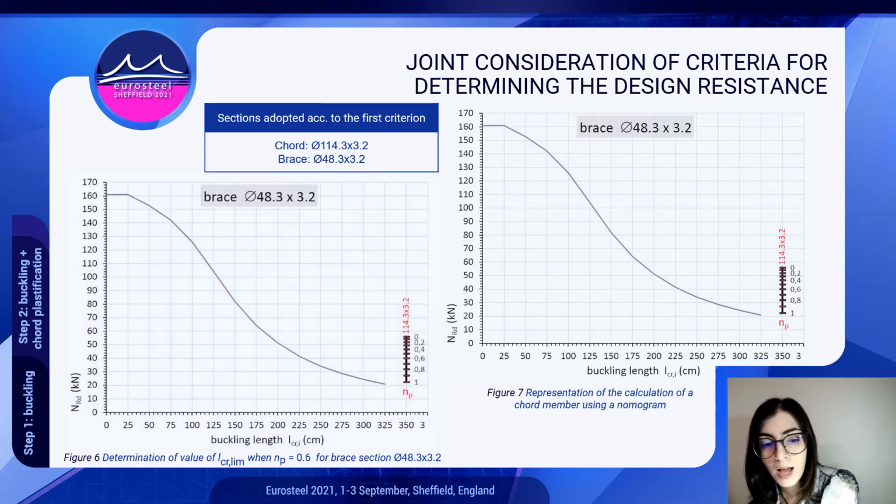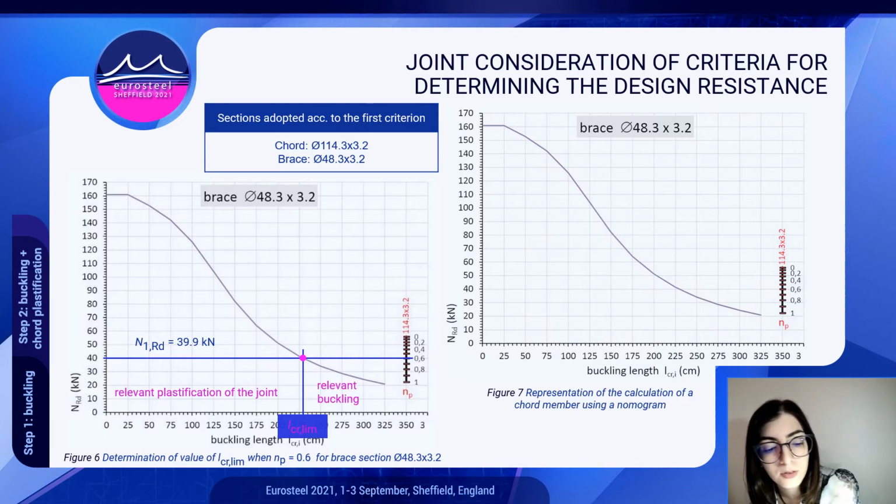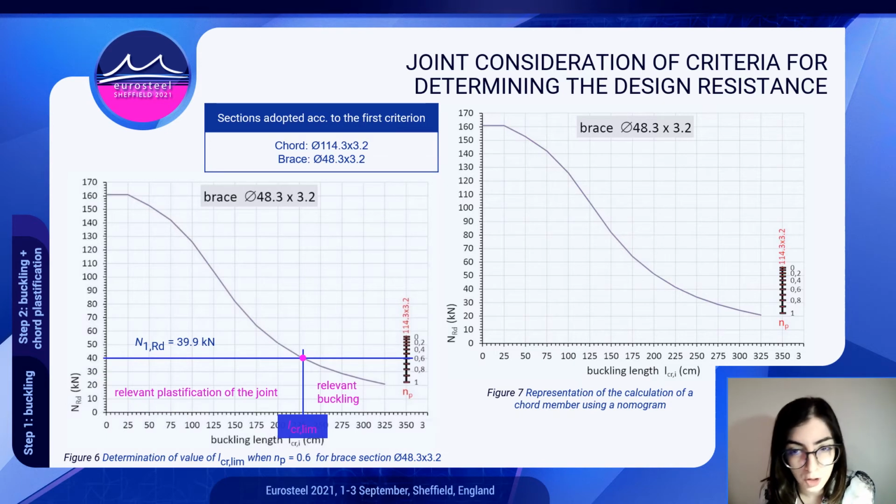For example, if the value of the np ratio is 0.6, we draw a horizontal line from this point, and at the intersection with the vertical axis, we can read out the value of the design resistance of our joint. At the intersection of these two lines, there's a point which corresponds to a certain value of a buckling length, which we call the limit buckling length. That is the length of the member for which both of the failures occur simultaneously, and if the length of the member is lower than this value, then the relevant criterion is the plastification of the joint, and if it's higher, then the relevant criterion is the buckling of the compression brace.